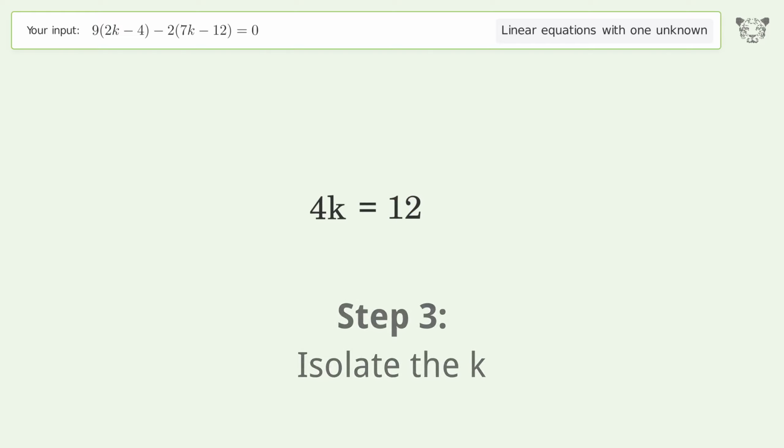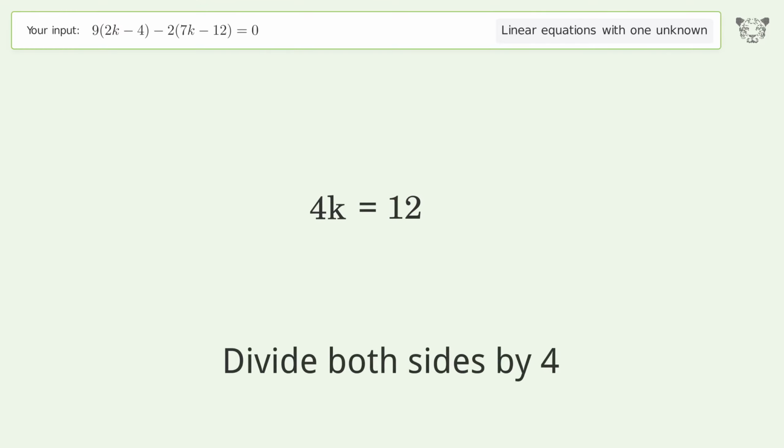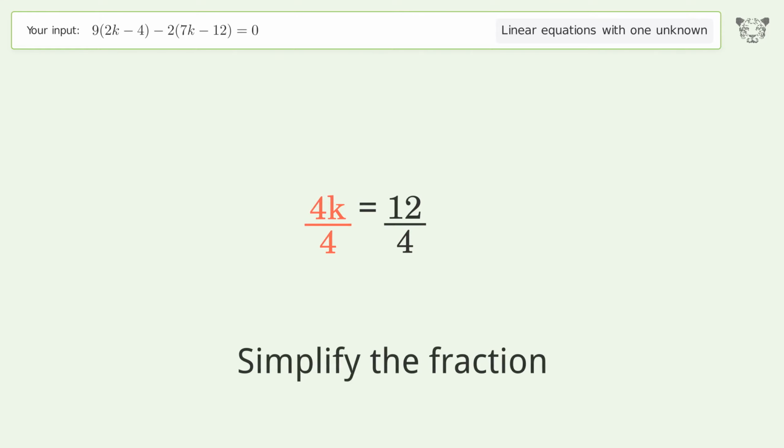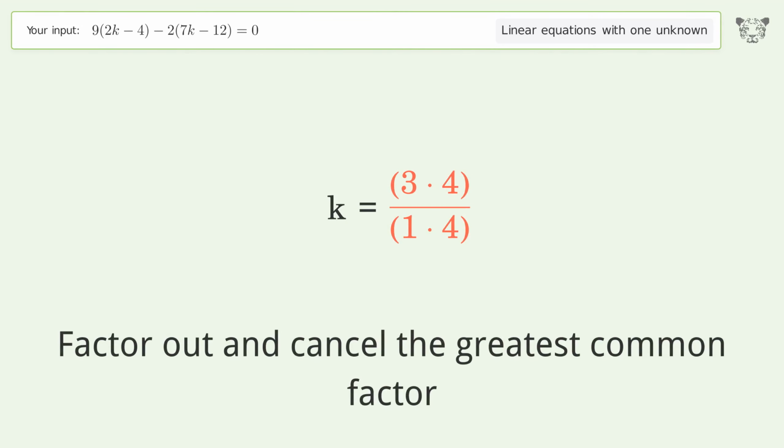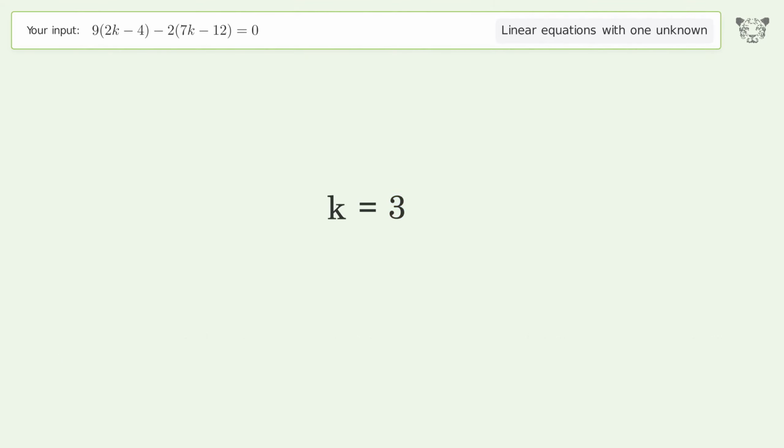Isolate the k. Divide both sides by 4. Simplify the fraction. Find the greatest common factor of the numerator and denominator. Factor out and cancel the greatest common factor. And so the final result is k equals 3.